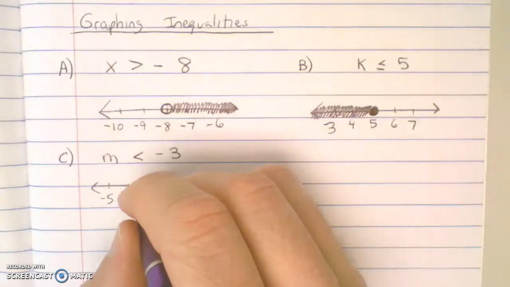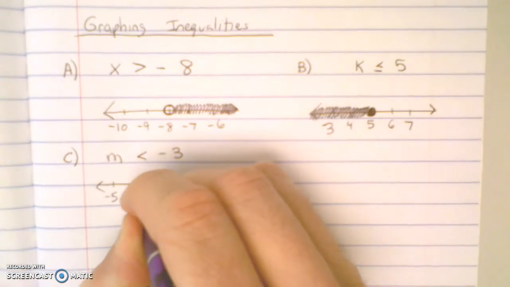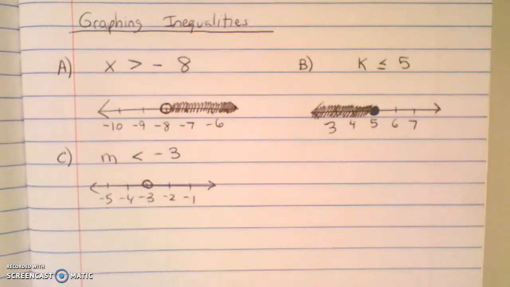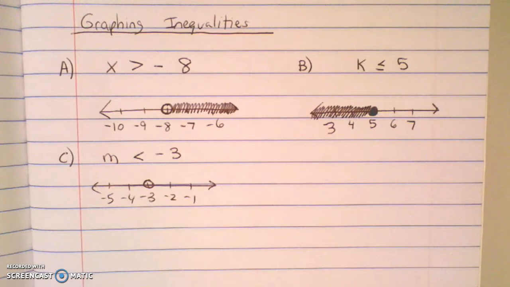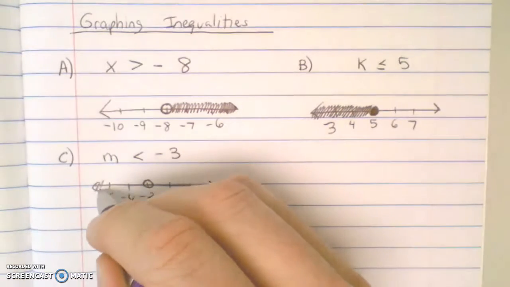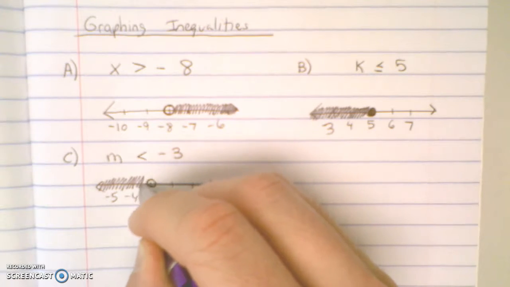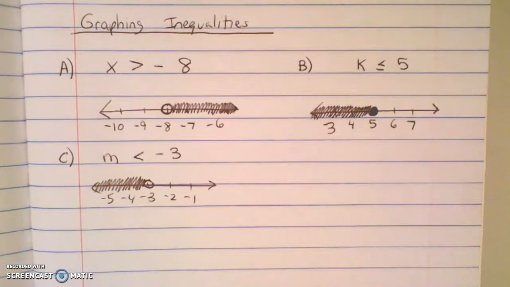Less than -3 means an open circle at -3. And now I have to shade the values that are less than -3. So now remember, this is where it gets tricky. Negative numbers, the more negative it is, the smaller it is. So really the less than numbers here are to the left. So I'm shading to the left of -3. Those numbers are smaller than -3.